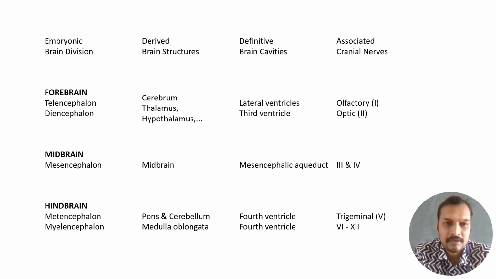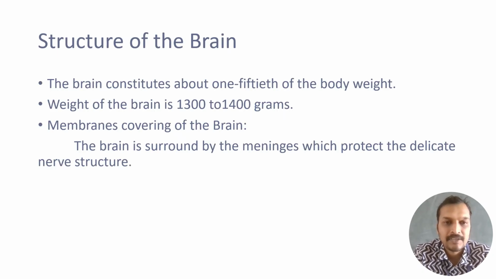The next division is the hindbrain, where the metencephalon and myelencephalon are present, and the derived brain structures are the pons, cerebellum, and the medulla oblongata. Here the brain cavity is the fourth ventricle, and the cranial nerves present are the fifth cranial nerve as well as the remaining cranial nerves from the sixth to the twelfth. Now we are getting into the structure of the brain.